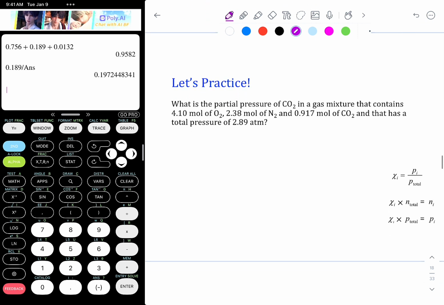Okay, so here's one where we can use our mole fractions to find the individual pieces. So, we want to know the partial pressure of carbon dioxide in a gas mixture that contains 4.10 moles of oxygen, 2.38 moles of nitrogen, and 0.917 moles of carbon dioxide, and has a total pressure of 2.89 atm. So we want to find the partial pressure of this. Okay, so this is P total. And we want to find the partial pressure, P sub i.